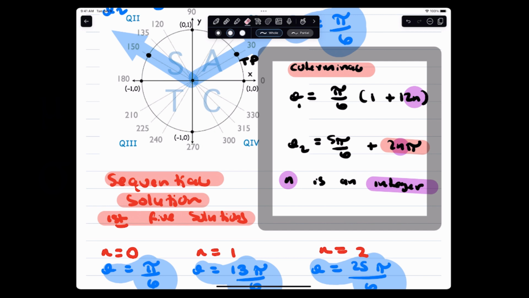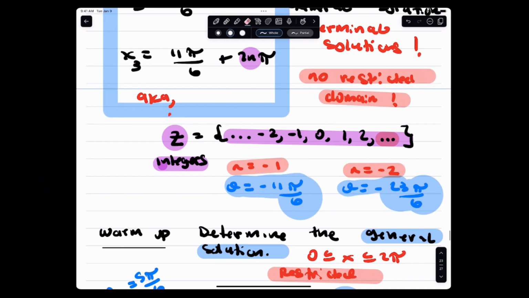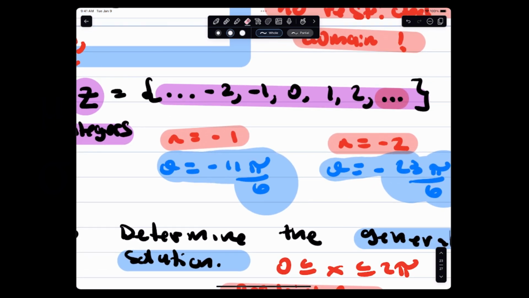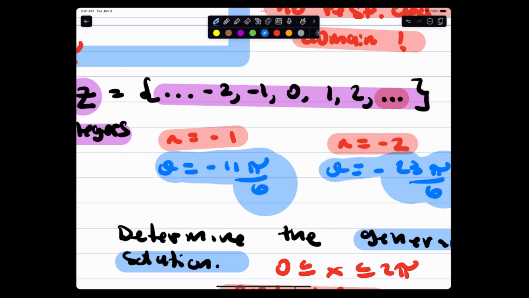Well, in the book, they use not n, but they could use k, where k is an integer. So sometimes they say k is an integer, not n is an integer. It doesn't matter. j is an integer. It doesn't matter. When they say integer, this is what they're saying: 0, 1, 2, 3. These are all the values of n or k or j that you talk about.